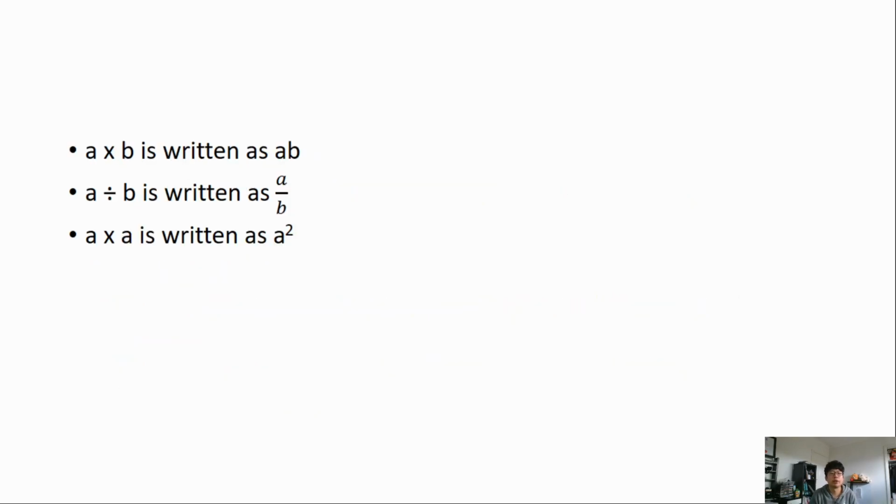Alright, so just a quick recap. These are three main points that we should all know by now. A times B is written as AB. A divided by B can be written as A over B, and A times A can be written as A squared. Please make sure you do know these three key points there.